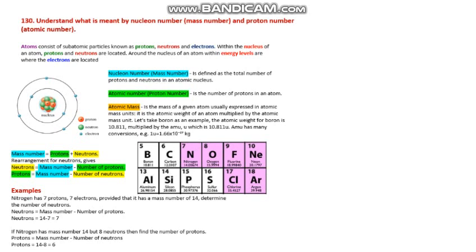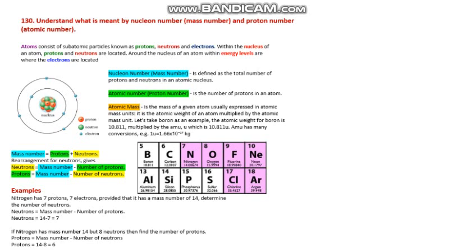Now, we need to look at the definition for both nucleon number and atomic number. Nucleon number, also referred to as mass number, is defined as the total number of protons and neutrons in an atomic nucleus. The atomic number, also referred to as the proton number, is simply the number of protons in an atom. There is also a third thing that we need to consider, which is atomic mass.